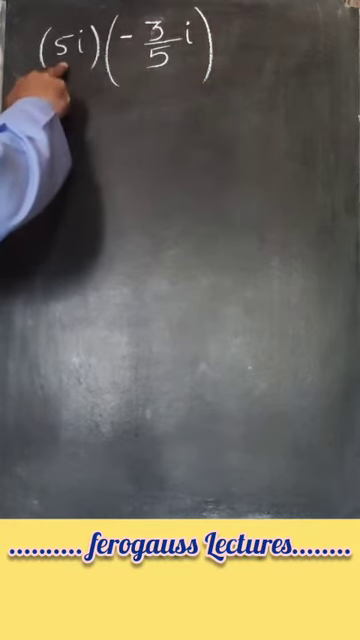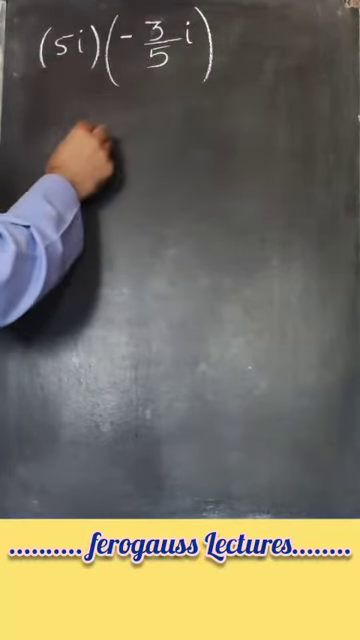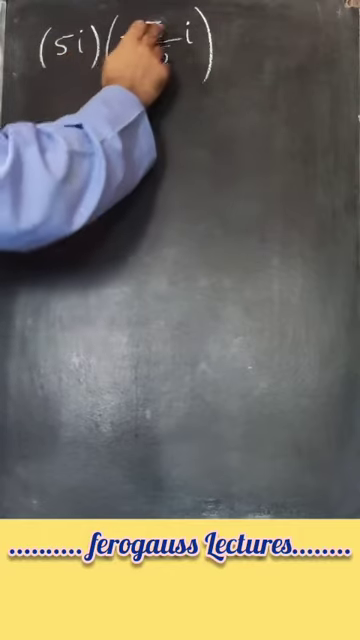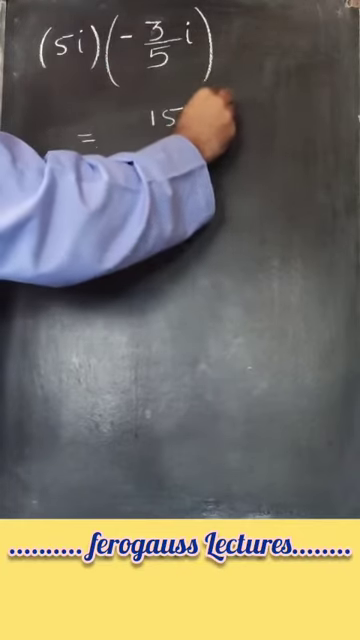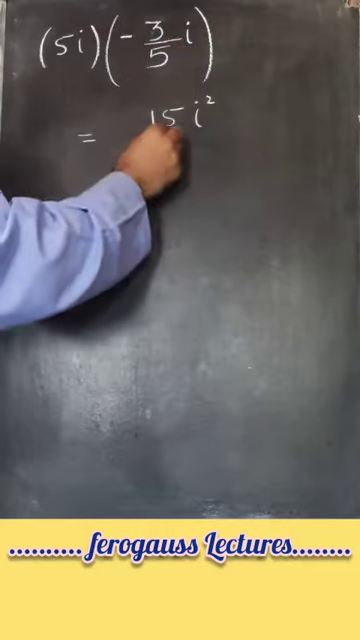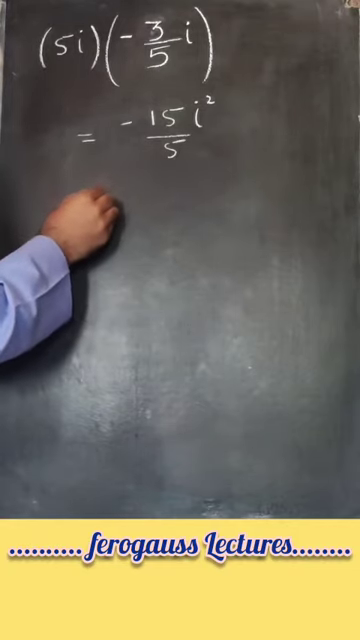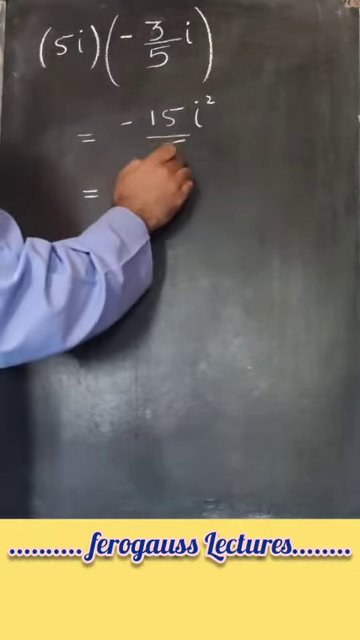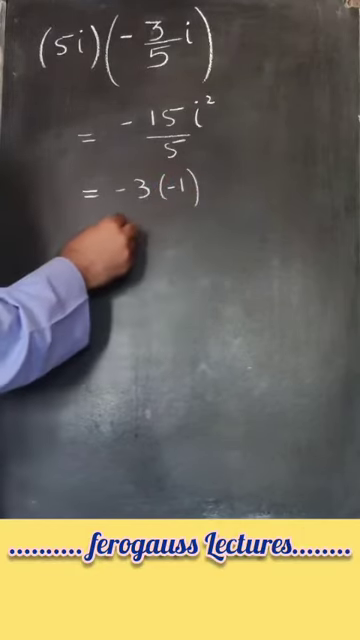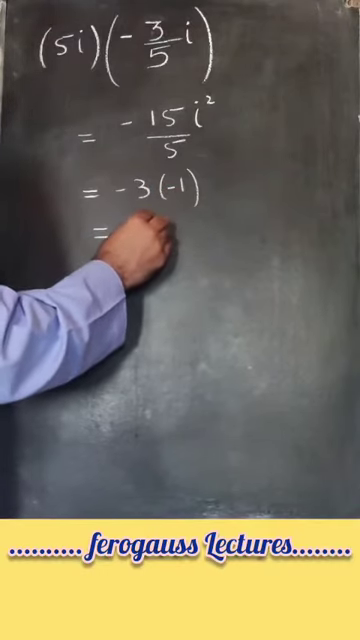Here we have complex number 5 iota into minus 3 by 5 iota. We can write it as 5 into 3, that is 15, iota into iota is iota square, divided by 5. It's minus times, which is further equal to, 5 1s are 5, 3s are 15, so we get minus 3 iota square. Iota square is equal to minus 1. That is equal to 3 minus 3 into minus 1, that is equal to 3.